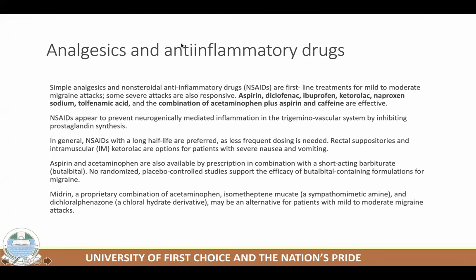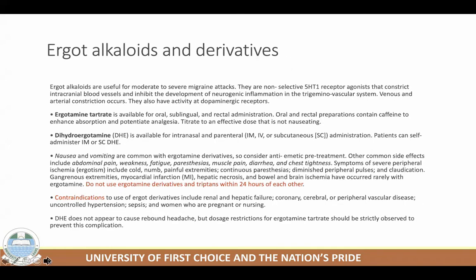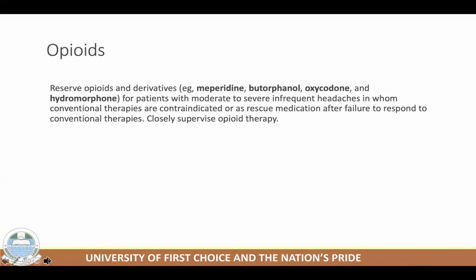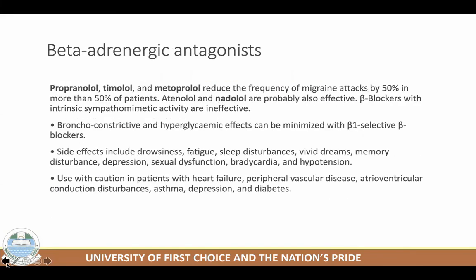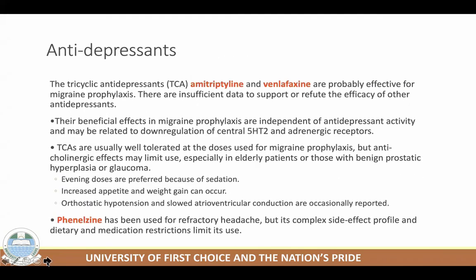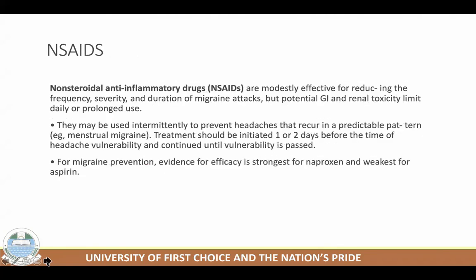Okay, preventive or prophylactic are those ones we mentioned in the second part, where we talked about beta-adrenergic antagonists, antidepressants, anticonvulsants, and also some NSAIDs as well, right? So we have those medicines that are used as preventive, and then those medicines that are used as abortive to abort a migraine.